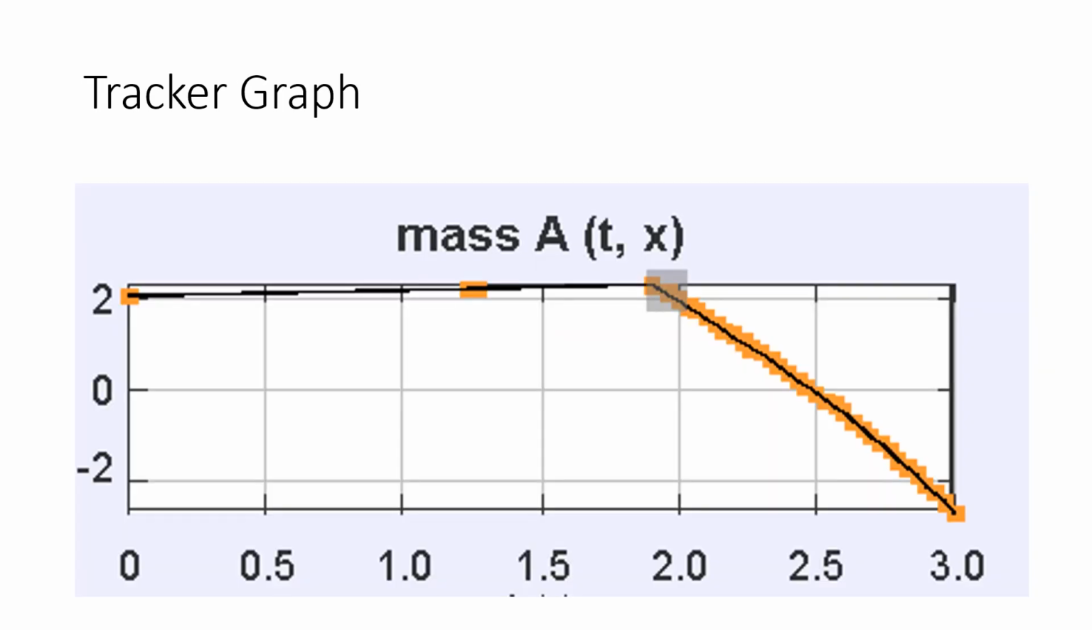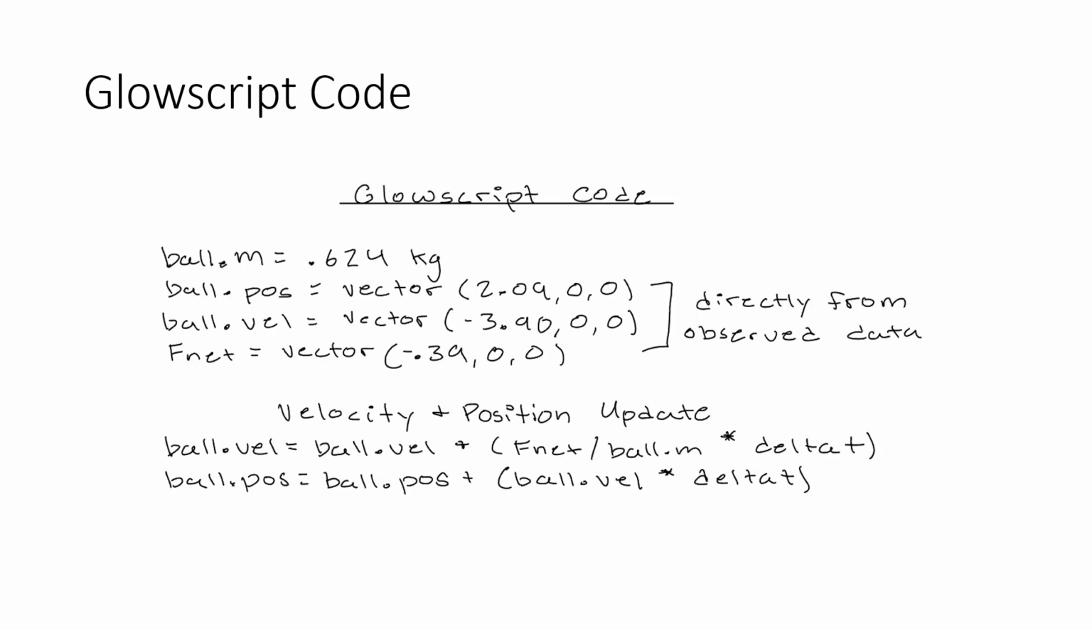All right, so here's the tracker graph I got from that. As you can tell, motion starts around 2 seconds into the video. When I wrote my GlowScript code, I started motion at 0 seconds just to make it easier to compare. But the position versus time graph is relatively linear. There is some slight acceleration, which is interesting, but I think that's a factor of the z direction kind of coming into play in the video.